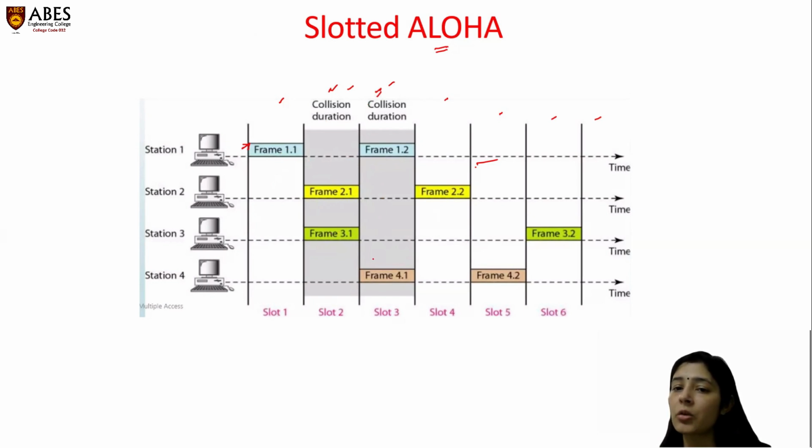In case of slotted Aloha, the concept is that the station will not send the frames randomly. The station will wait for the beginning of the time slot, because here the time is divided into time slots, and if the station misses that moment, then the station will wait for the next time slot only. But in pure Aloha, the concept was that the station will send the frame whenever the station has the data to send. The station will not wait for any moment to occur. There was randomness. The station will send the frame immediately whenever it has data to send. So this is the difference between slotted and pure Aloha as protocols.